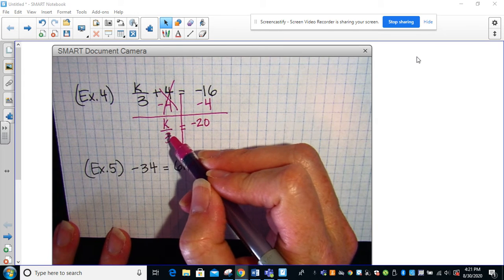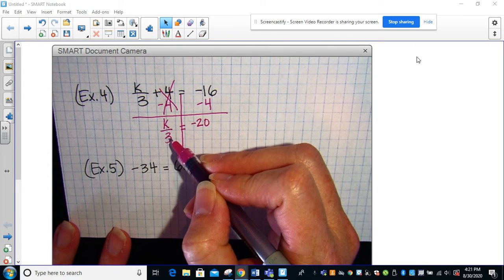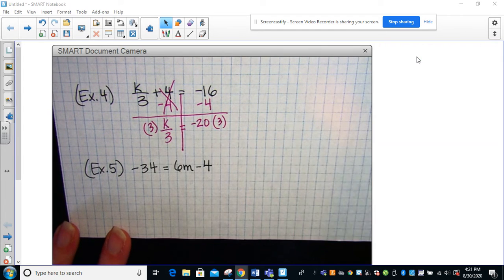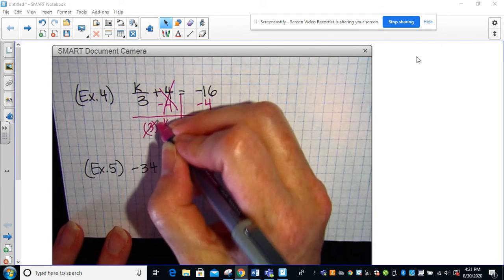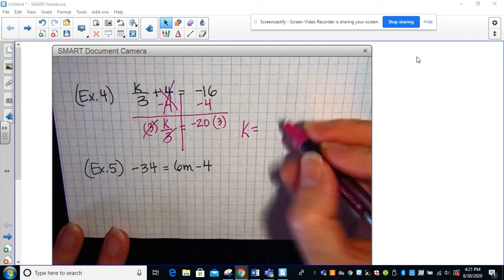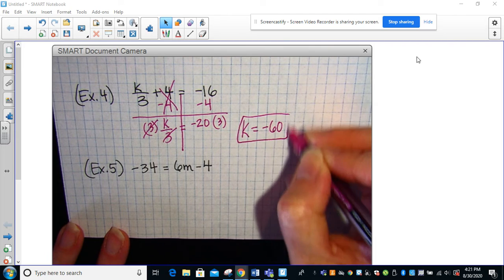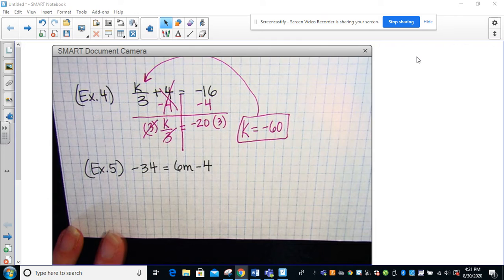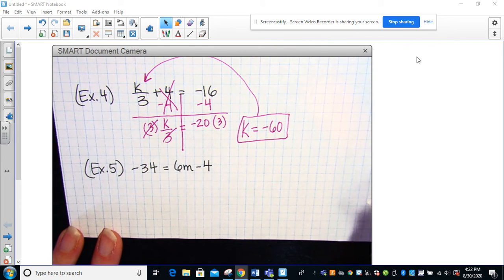Now we're going to do the inverse operation of divided by 3. The opposite of dividing by 3 is multiply by 3. So we can do it like that with parentheses. That cancels that out. So now we're left with k equals 3 times negative 20 is a negative 60. Again, plug it in, divide, add the 4, and you should get negative 16.